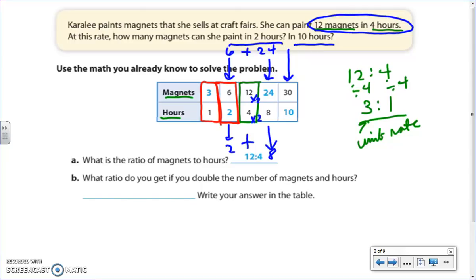What ratio do you get if you double the number of magnets in hours? Okay, so we already have done that. If we double or multiply it by 2, double means multiply by 2, we would get the ratio 24 to 8. I did that in my chart, but also if I did 12 to 4 and I doubled it, it would be the same as multiplying by 2. So 24 to 8.